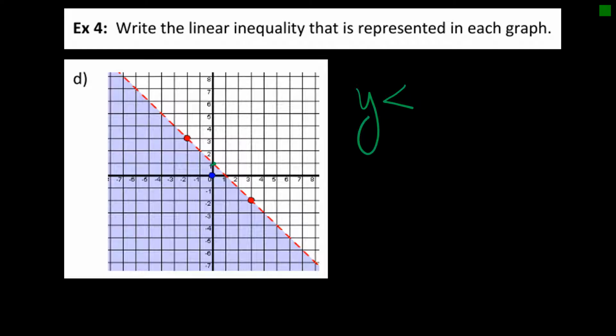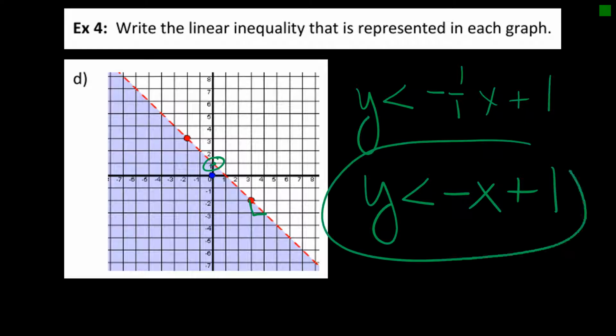Now I have to write the equation. So it crosses at 1, so it's going to end up with a plus 1 because it crosses right here at 1. And then for my slope, I just say, well, I can pick any 2 points I want. So I go down 1 over 1. So it's just negative 1 over 1. So it's just negative x plus 1. Y is less than negative x plus 1.